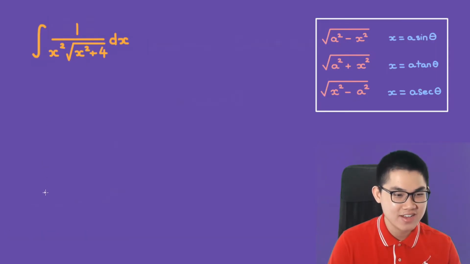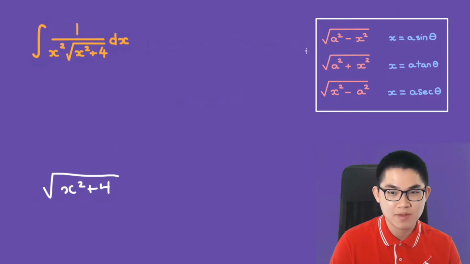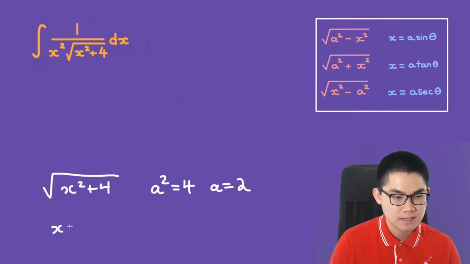We see that there is the x squared plus 4. So let's go ahead and use trigonometric substitution. It's not the first form, but it is the second form. We can see that a squared is 4, so a will be 2, and we only want the positive integer. So x equals a times tangent, and a is 2, so we have 2 times tan.